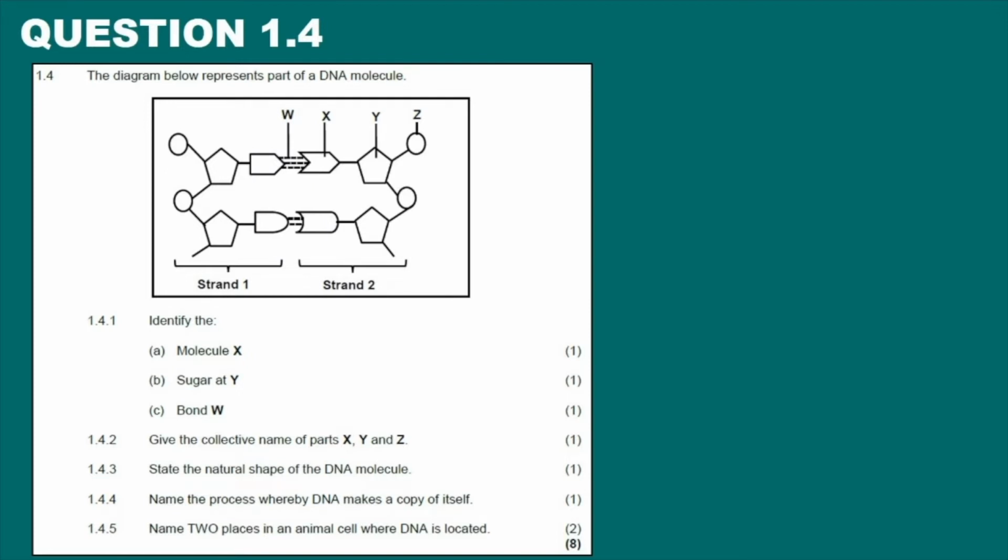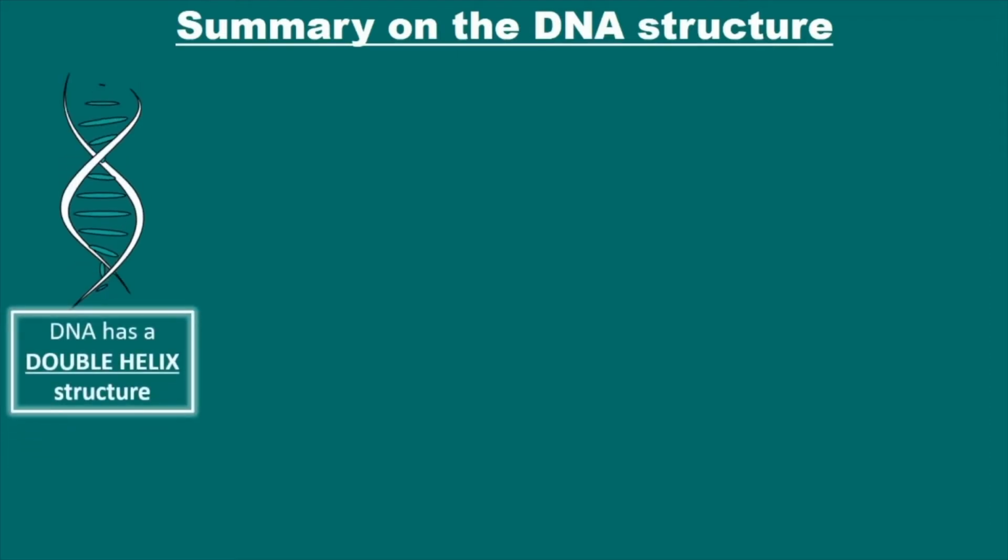Before we work on how to read the questions, let's quickly have a look at the short summary that I made of the DNA structure. Firstly, DNA has a double helix structure. Very important: you have to indicate that it's a double helix. If you just indicate that it is a helix, you will not receive your mark. So it's a double helix structure or a double stranded structure.